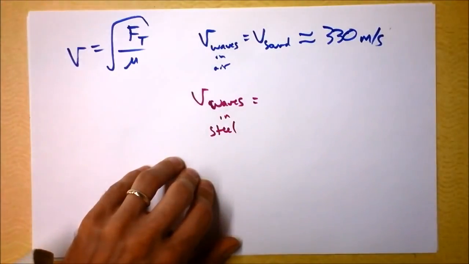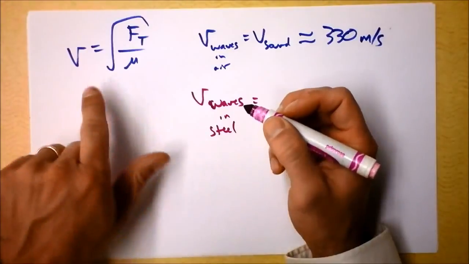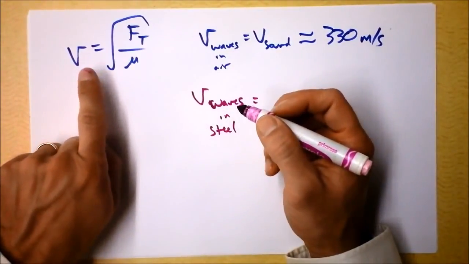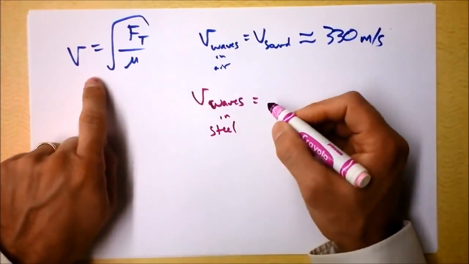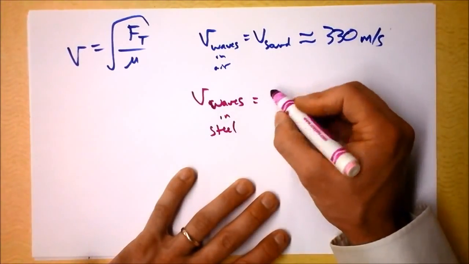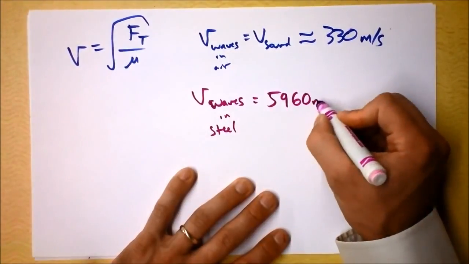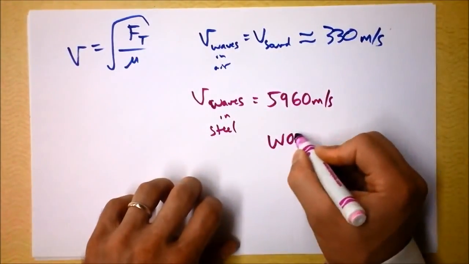Now, steel has dramatically more mass, but it's also much more tightly bound than air is. So we can look at this equation and see if we can make some sense of it. But I will tell you that sound travels much, much, much faster in steel. The number that I've got is 5,960 meters per second. Wow.